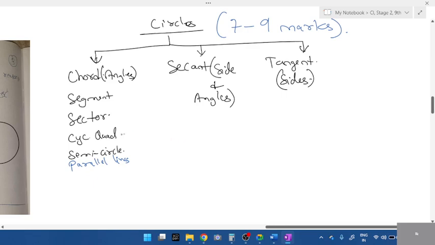All of you done? Completed? Done? Okay. There are two more concepts left in chord, students. First, we'll complete that chord. Look at.